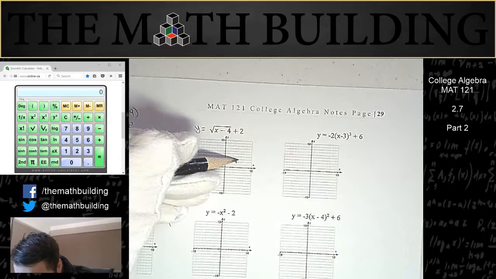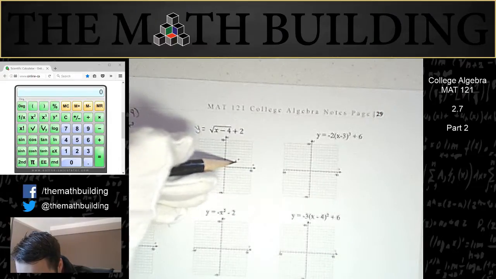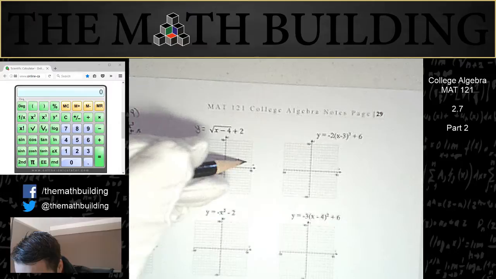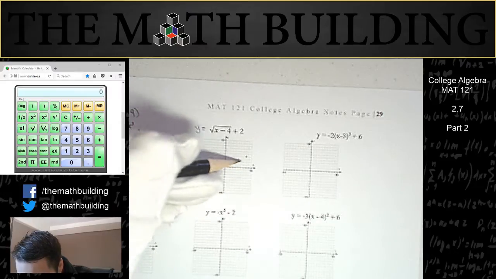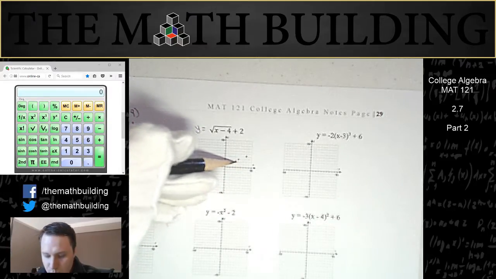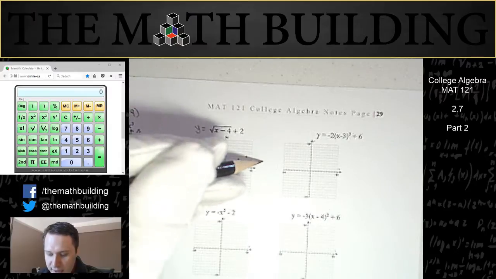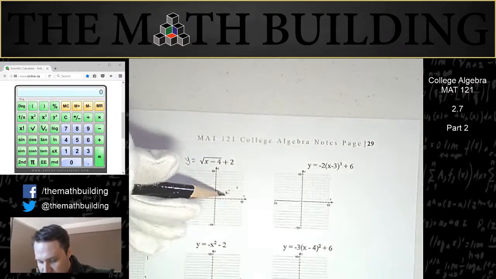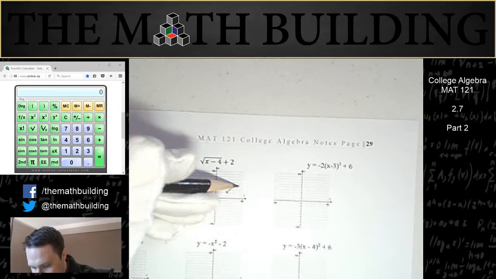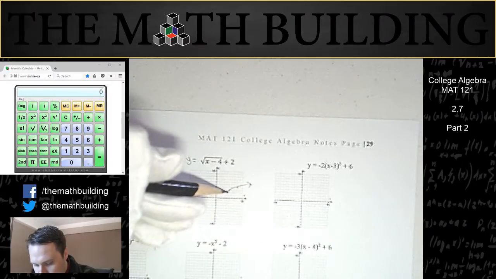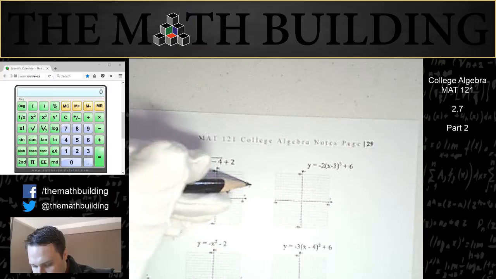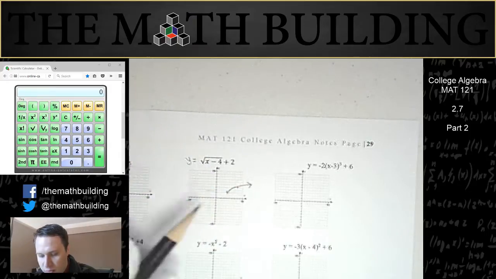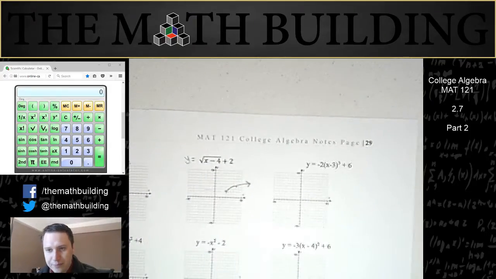The square root of 1 is 1. Then the square root of 4 is 2. So you go over 4 up 2. The next one would be over 9 up 3, and then over 16 up 4. You see how the square root works. So there's your square root graph. It's the same as the parent function. It's just been shifted over 4 and up 2.